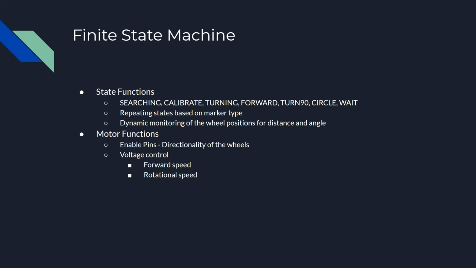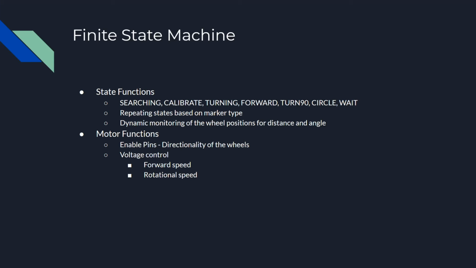Turn 90 was included in order to make sure that the circle state would make an accurate circle around the marker, because otherwise it would do so at an angle. And then circle was obviously designed in order to allow the machine to circle the marker. Later in the design, it also incorporated, as Ryan earlier said, the addition of serial communication. And then wait is the final state in which it ceases to move.